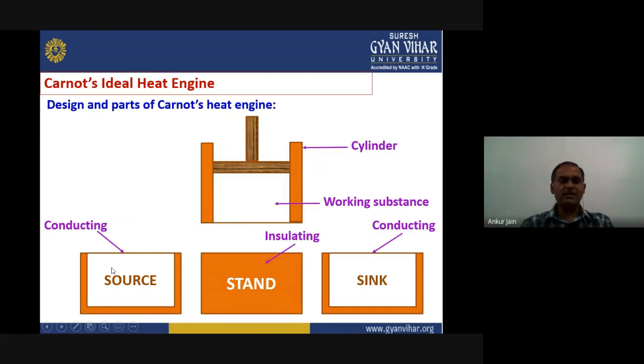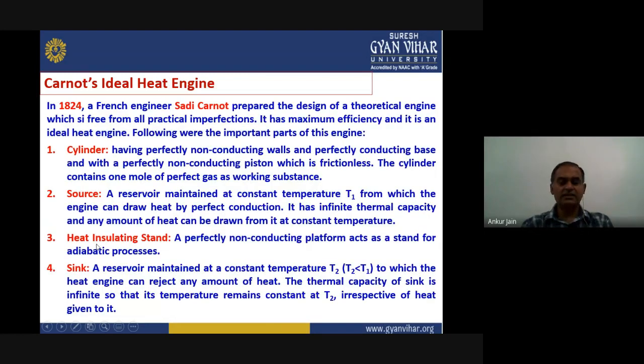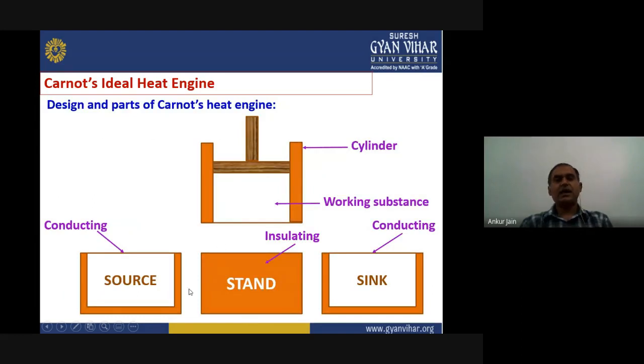The next part is the heat insulating stand. The heat insulating stand is completely insulated. All the walls are completely insulated. We can use it for the adiabatic processes. For example, if we put this cylinder here, it will not exchange any heat with it, so there will be no heat exchange during the process. For that, we are using it as an adiabatic process, either adiabatic compression or adiabatic expansion.